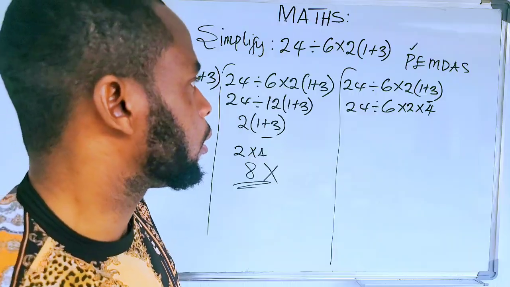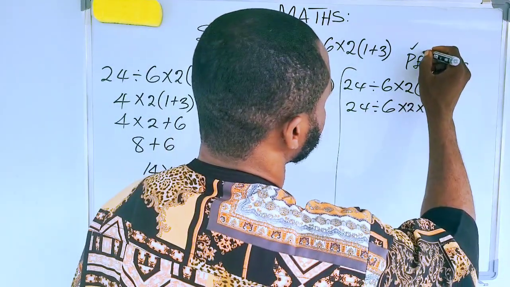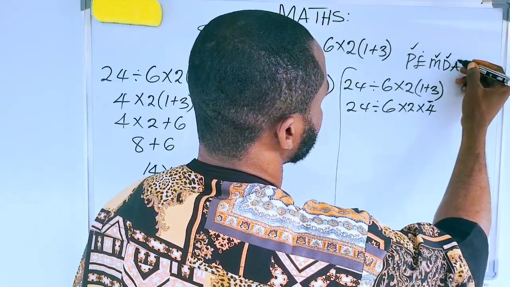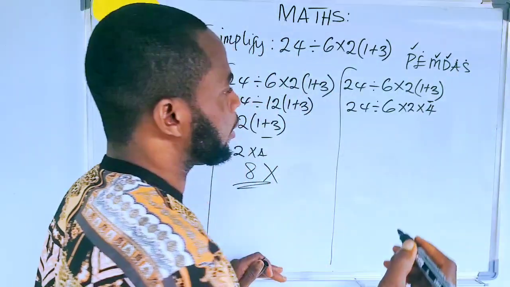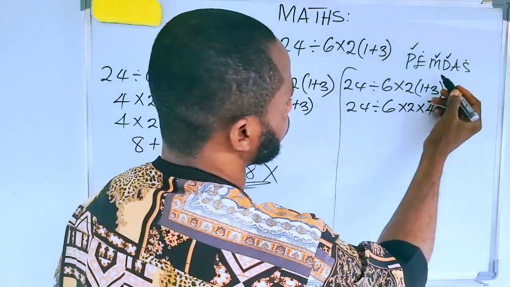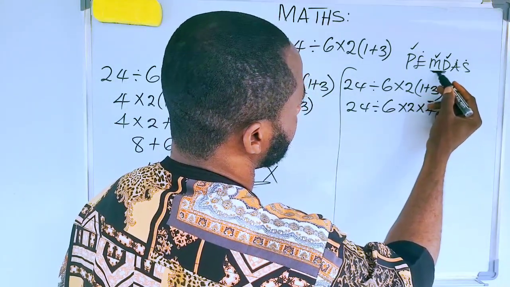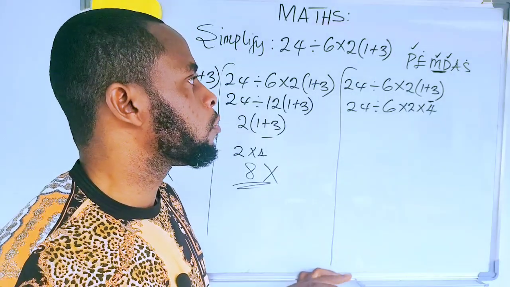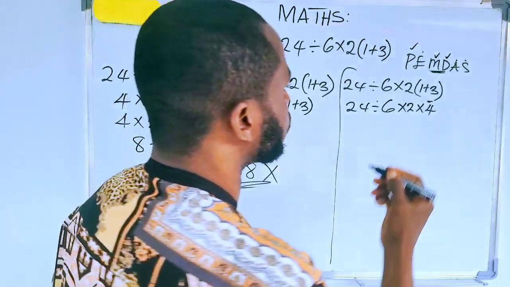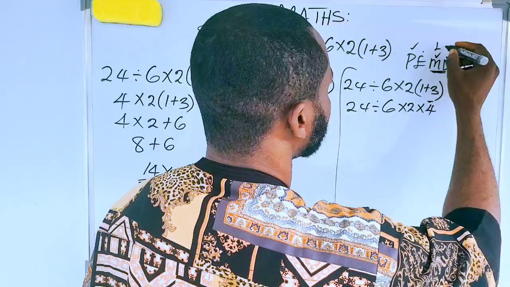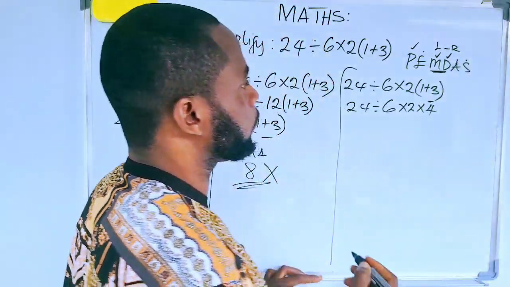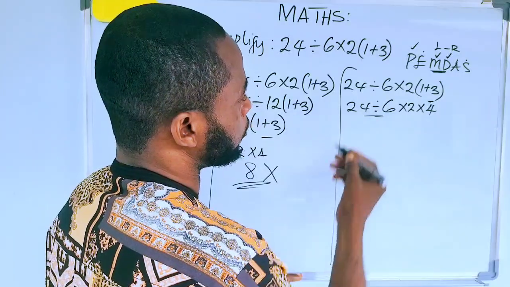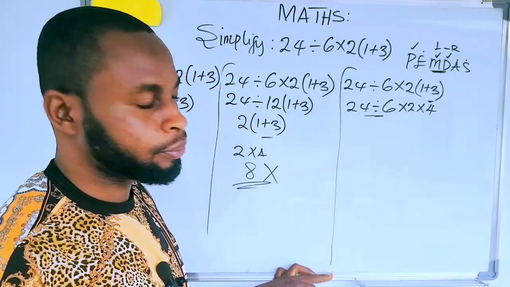Now at this point, we don't have exponents. We have multiplication and division. Multiplication and division have the same precedence, and as such, the operation is from left to right. And as such, in this expression, we are going to first of all consider division before multiplication.